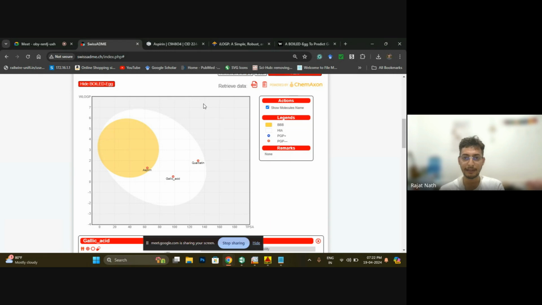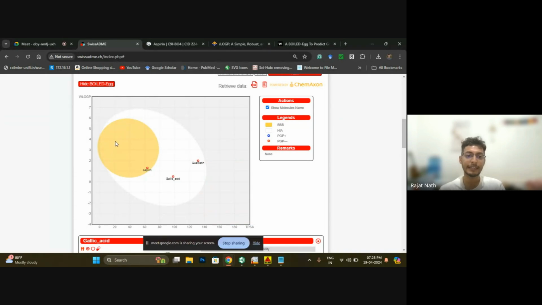It should not be in the other area rather than the egg. Some compounds having low gastrointestinal activity will be outside the egg, so we can't consider those compounds because they will not be absorbed by our gastrointestine. So the first criteria: it should be in the white part.